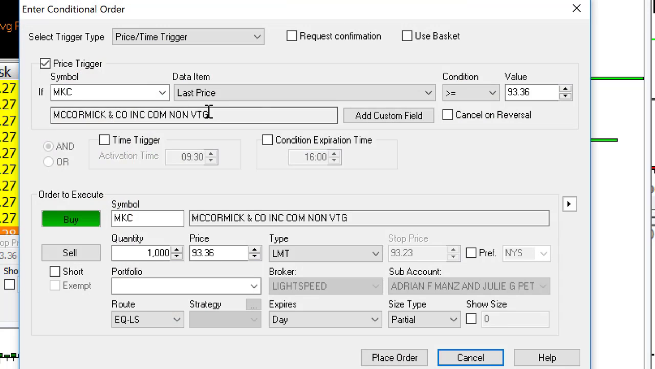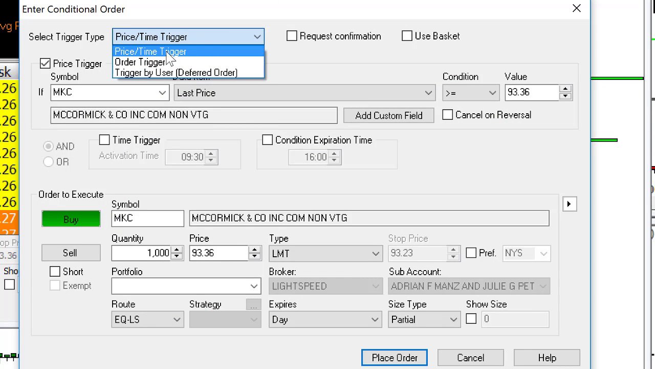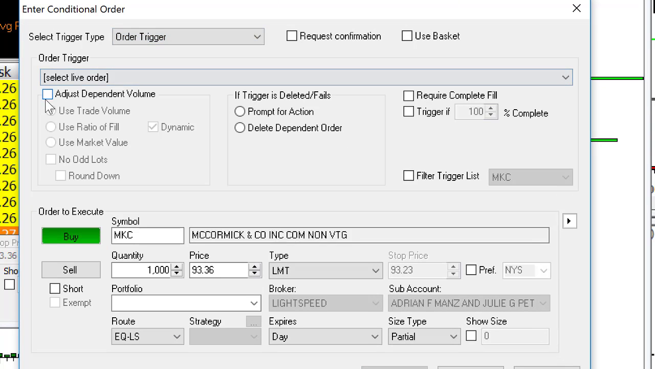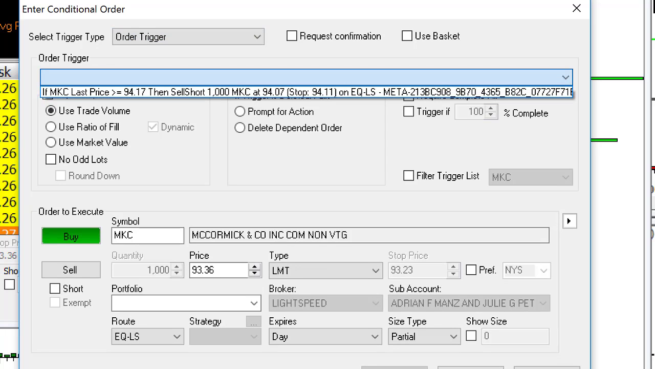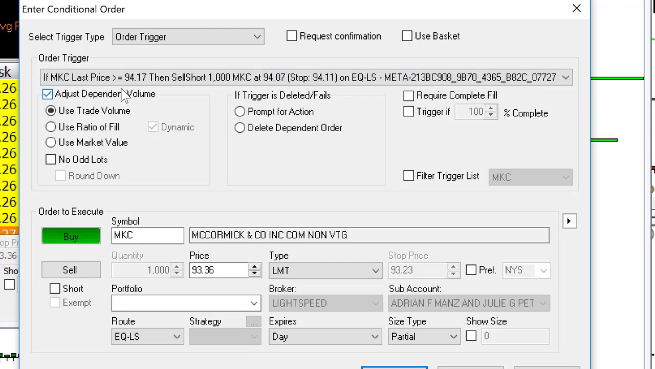Now we say buy MKC instead of price time trigger. We're going to use an order trigger, adjust the dependent volume, select your live order. Right, we want this order. If MKC gets up above 94.17, then sell short. Worst case scenario, 94.07. If it hits 94.11, use the actual trade volume so we don't get an overfill on the way out. Right? What if you wanted 1,000 shares on the short side, but you only got filled 600? Then delete the order if it never triggered.